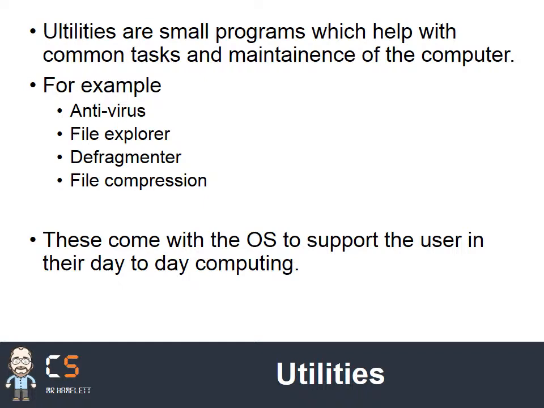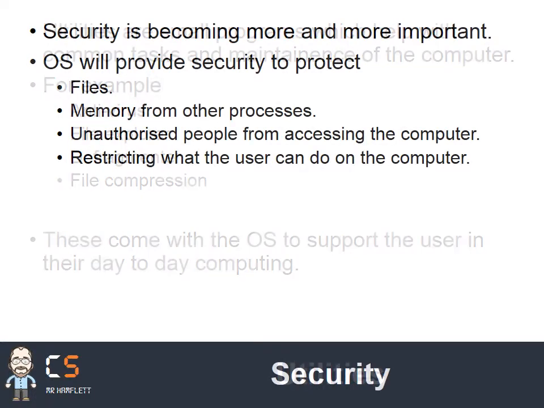Utilities now come bundled with most operating systems. They're tiny programs which you do use on a regular basis, but you don't really normally think about them. So antivirus, File Explorer. When you are going to My Computer and trying to find your files, that's called File Explorer. Defragmenter, if you're unlucky enough to use Windows. File compression, and there's loads of other examples. So these come with the OS to support your day-to-day computer needs, and we're going to be looking at utilities in a bit more detail on another topic.